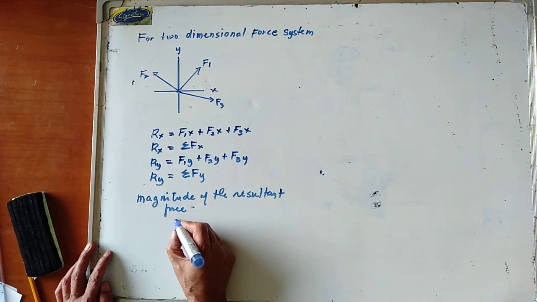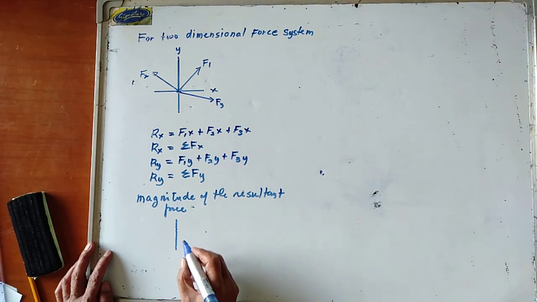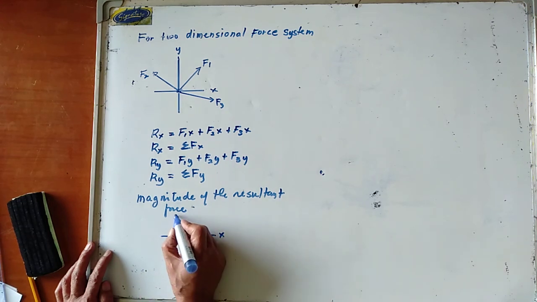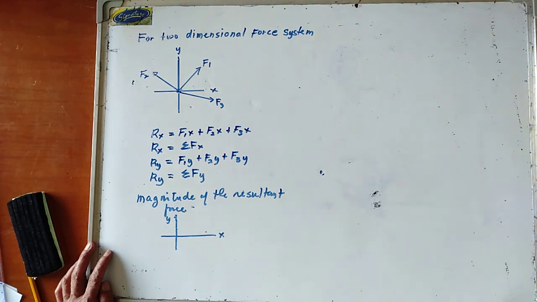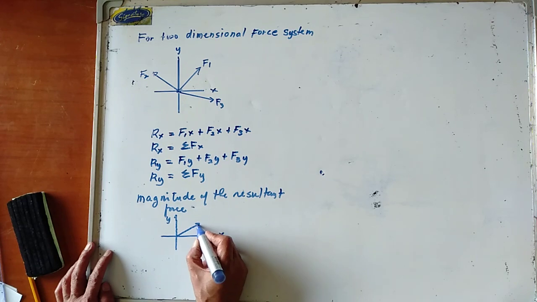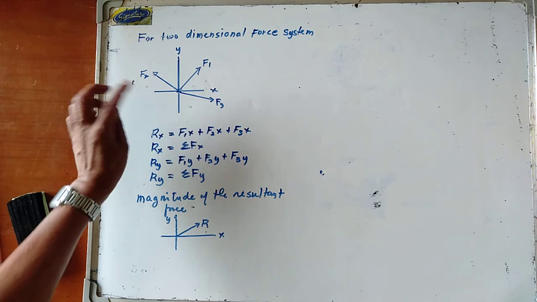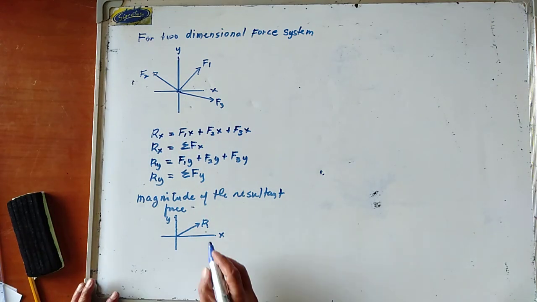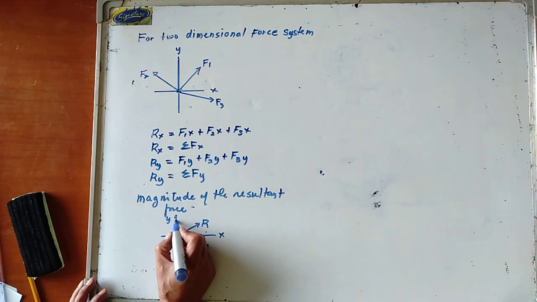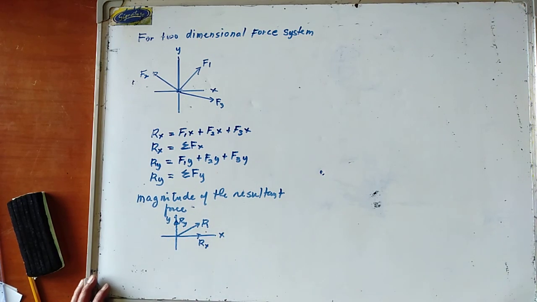So now we have the x-axis, and this one in here is now the y-axis. Let's consider that this one in here is the resultant of the given force system. This is the component of the resultant in the x direction, and this is the component of the resultant in the y direction.